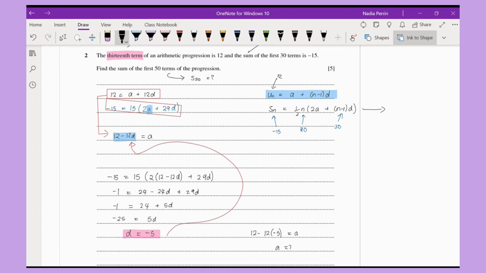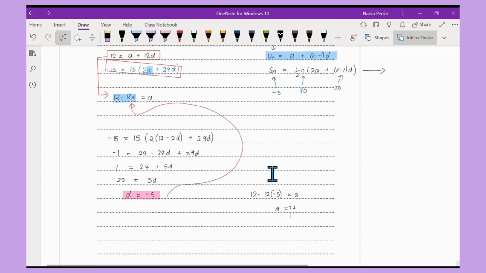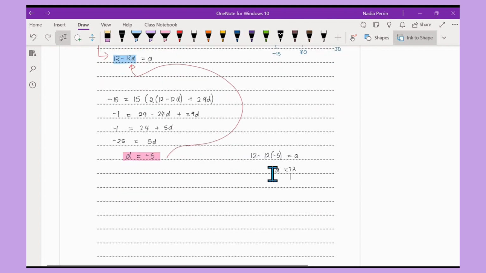So A equals 72. Now, we haven't quite finished because we found D, we found A, but we actually had to find the sum of 50. So the sum of 50 terms would equal half of 50, that's 2 lots of A plus n minus 1, which is 49, times D, which was negative 5. And if we do all of that on our calculator, we'll get negative 2525.